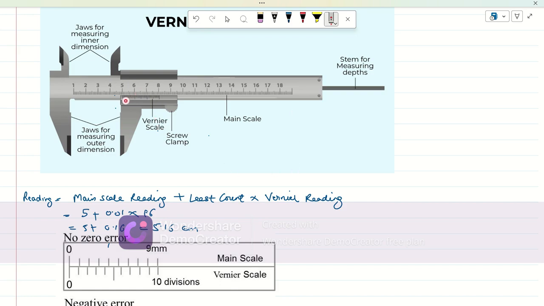Then we have to check which line is coinciding. Here you can see this is the vernier scale. Number of lines are given on the vernier scale. You have to check which vernier scale line is coinciding with a line on the main scale. Let's say the 16th line is coinciding. So that will be our vernier reading. So our reading will be 5 plus 0.01 into 16, so 5.16.